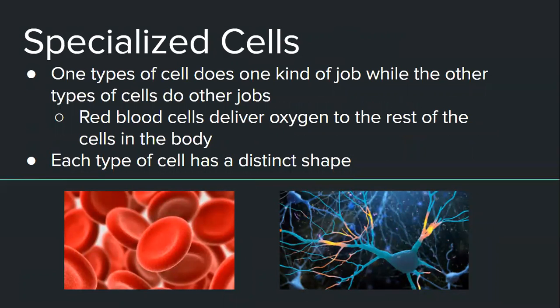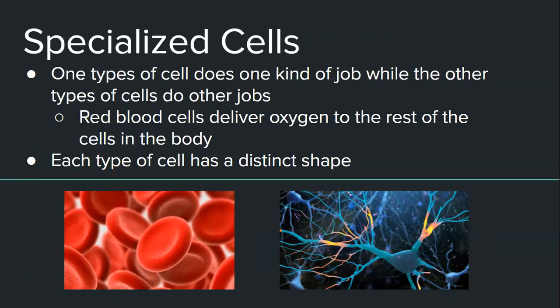Specialized cells. Multicellular organisms are more complex than unicellular organisms. Because they are more complex, they are composed of different types of cells that perform different functions. One type of cell does one kind of job, while another type of cell does another job. For example, red blood cells are specialized to deliver oxygen to cells throughout your body.